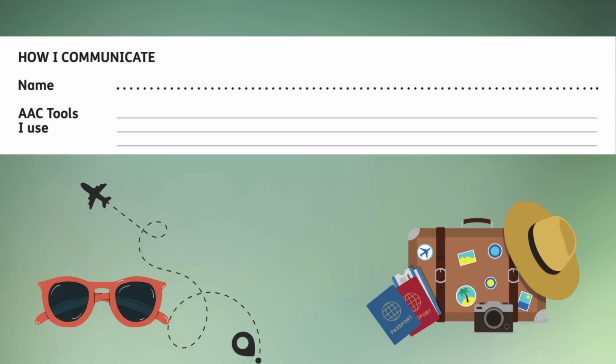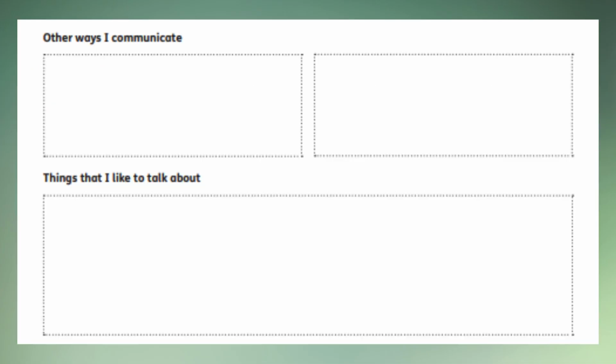The top of the form is for the student's name. This is where the team would also identify any augmentative and alternative communication devices that the student uses. This would include both high-tech AAC devices, such as CoughDrop, LAMP, or Proloquo2Go, and also low-tech devices, such as communication boards or symbol exchange.